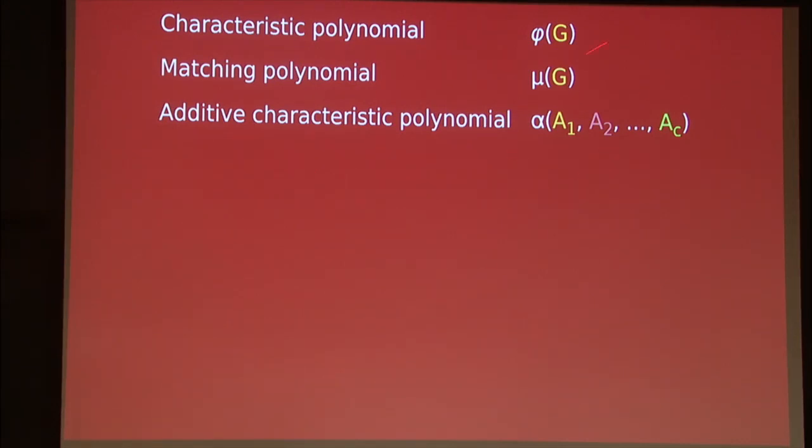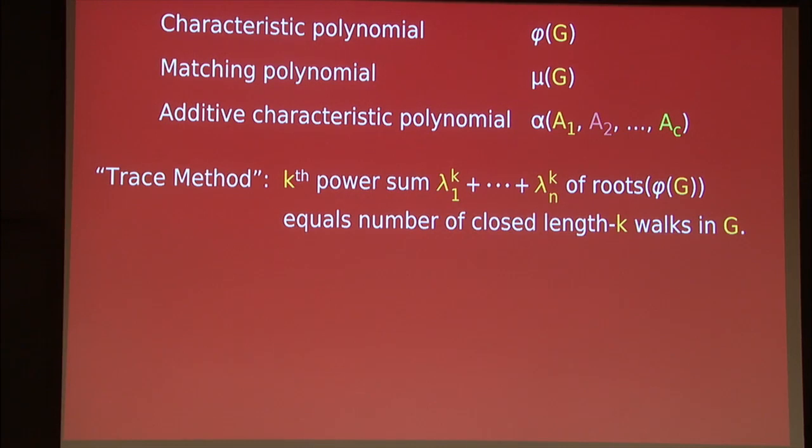So we have these three polynomials, and we know some facts about each of them. And now we want to finally get eigenvalues into the picture. The whole point is we're going to get a combinatorial interpretation of the eigenvalues for all three of these things. And that will help us understand them.